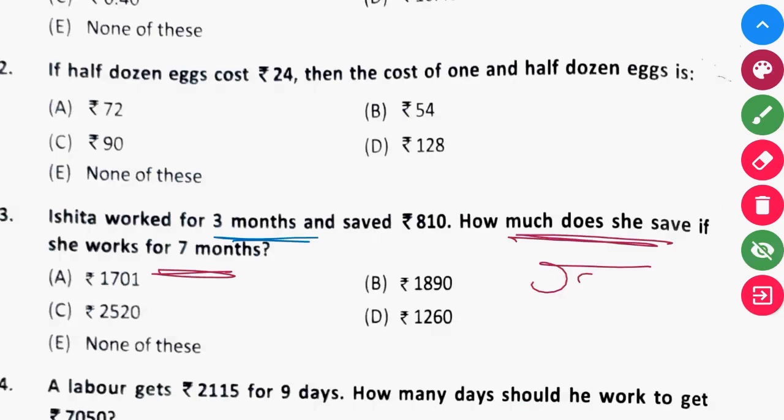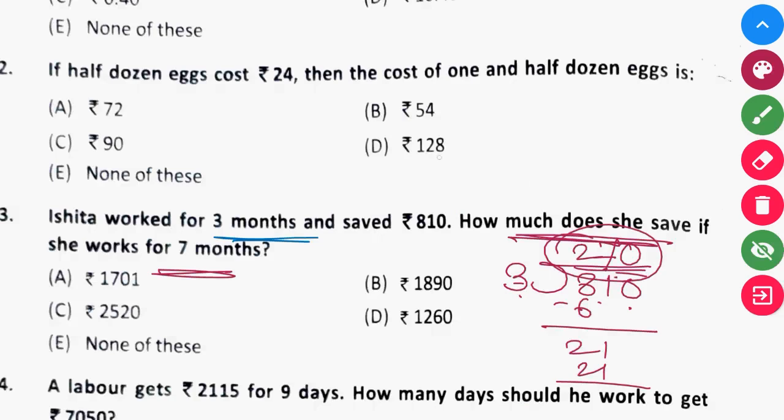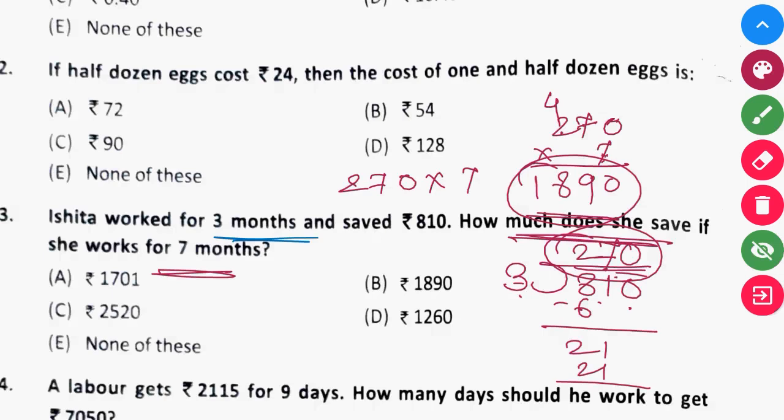So first of all, 1 month saving is equal to 810 divided by 3. 3 2s are 6, 2 will be the remainder, 3 7s are 21, and 270. So her 1 month saving is 270 rupees. So 7 months saving is equal to 270 multiplied by 7. 7 zeros are 0, 7 sevens are 49, 4 will be the carry forward, and then 7 2s are 14 plus 4 is 18. So her saving for 7 months is 1890. So our answer is B.